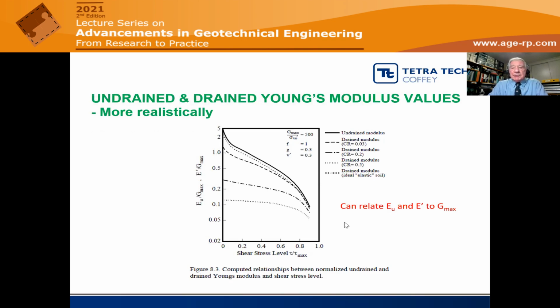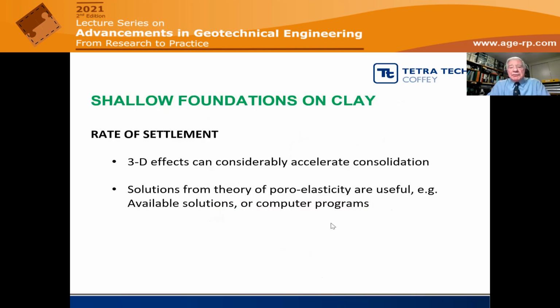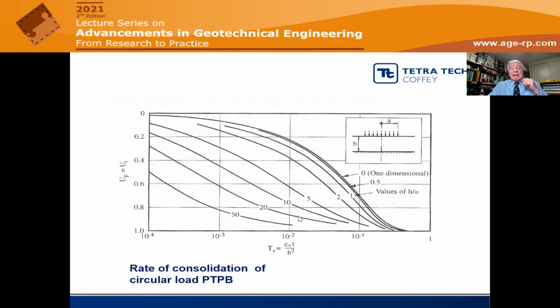In terms of rate of settlement, the original theory that Terzaghi developed, still very widely used, is only for vertical drainage. But we can modify that to allow for three-dimensional effects, the fact that the soil pore pressures can drain laterally as well as vertically. There are now solutions that enable us to look at that. Here is one of those solutions. We developed this some time back.